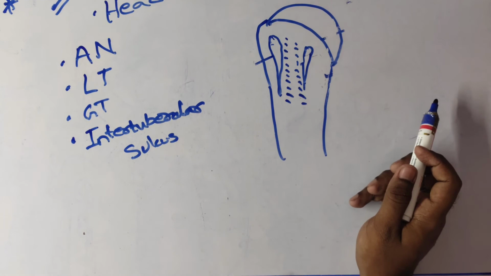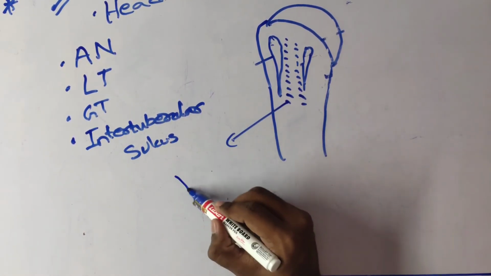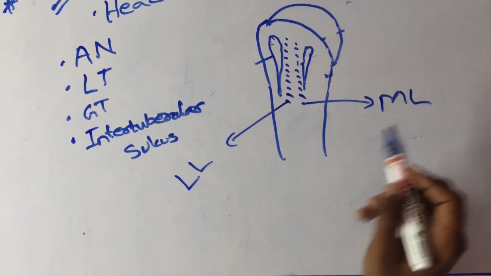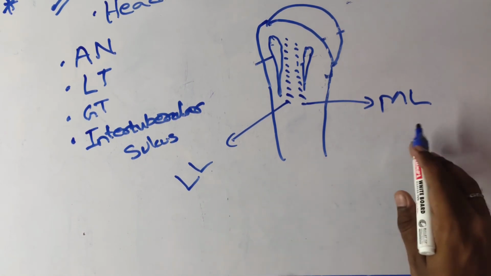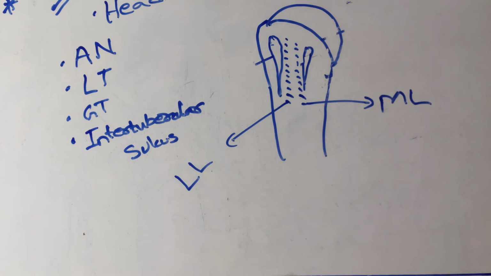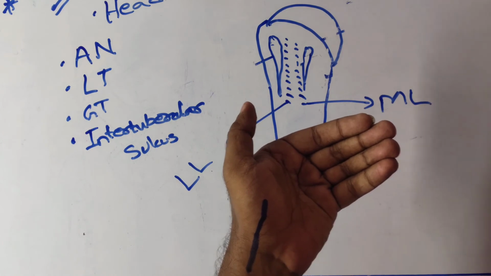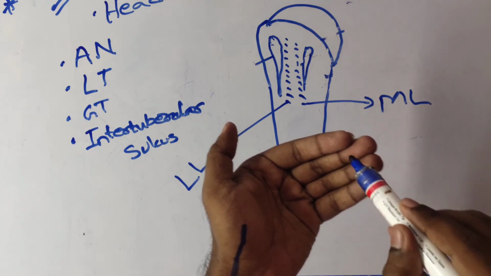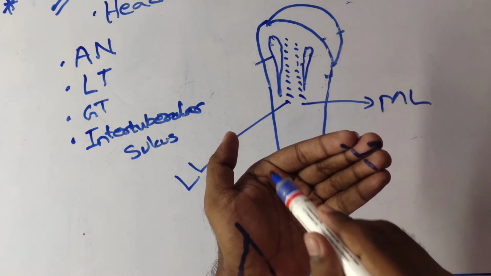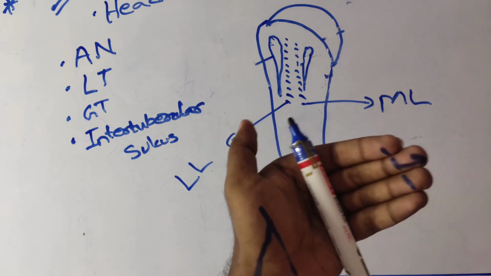The intertubercular sulcus has 2 lips. This we call lateral lip and this we call medial lip. Here it is a groove. Groove means like this, and this is lateral lip and this is medial lip. This we call the intertubercular groove.